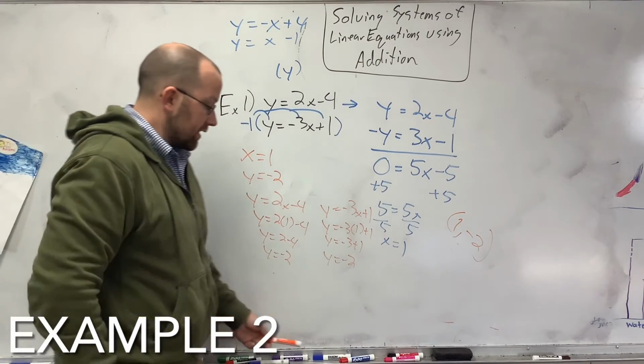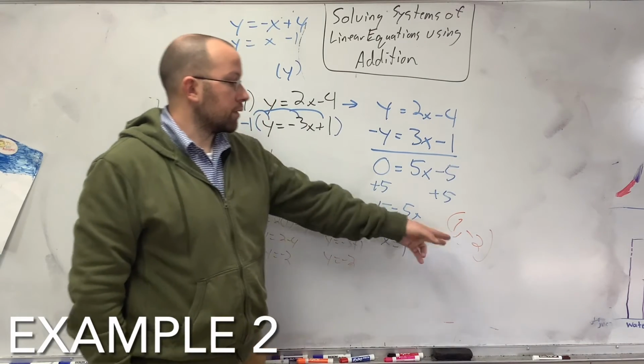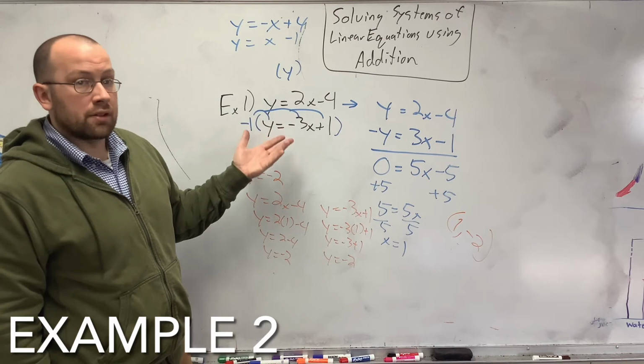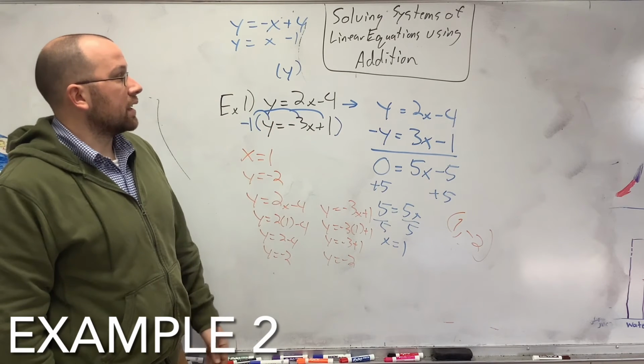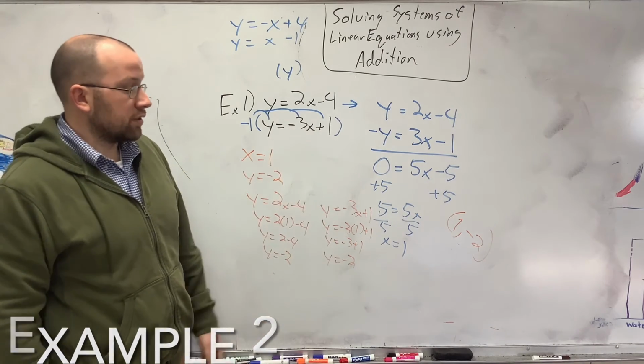So these are consistent equations that cross at the point 1, negative 2. So if I plug 1, negative 2 into both of these, they both work out. And that is our solution for this set of systems of linear equations by using addition.